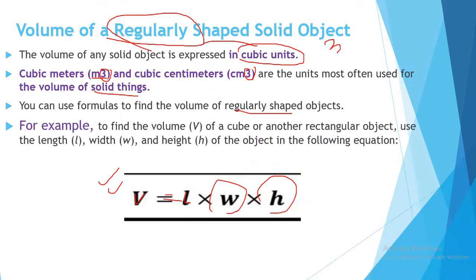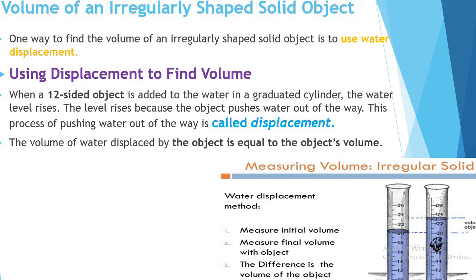What about irregular? The volume of an irregularly shaped solid object. If you want to measure an object of irregular shape, we use a process called water displacement. Irregularly shaped objects like stones, like rocks. This is an irregular shape. So if you want to measure an irregularly shaped object, we use a process called water displacement.